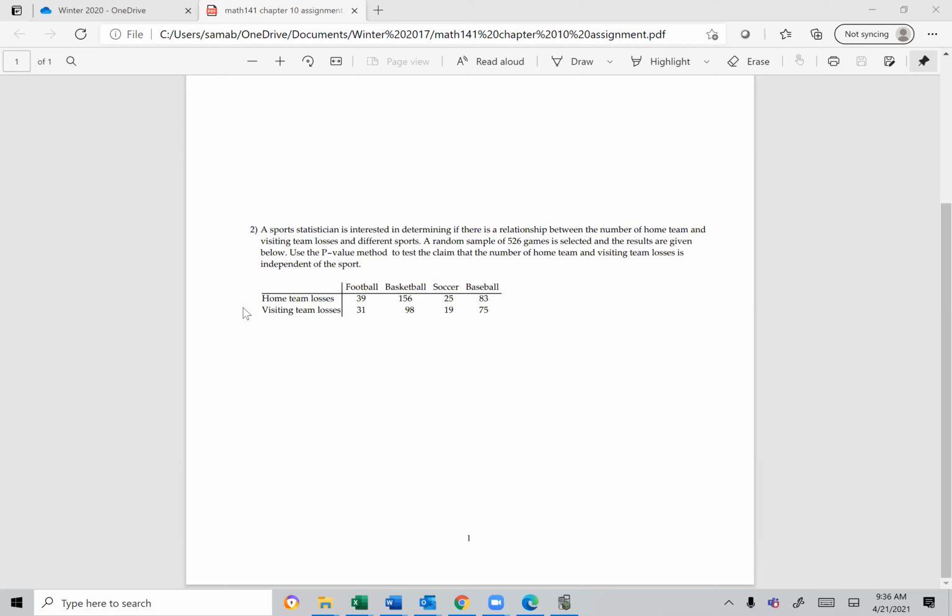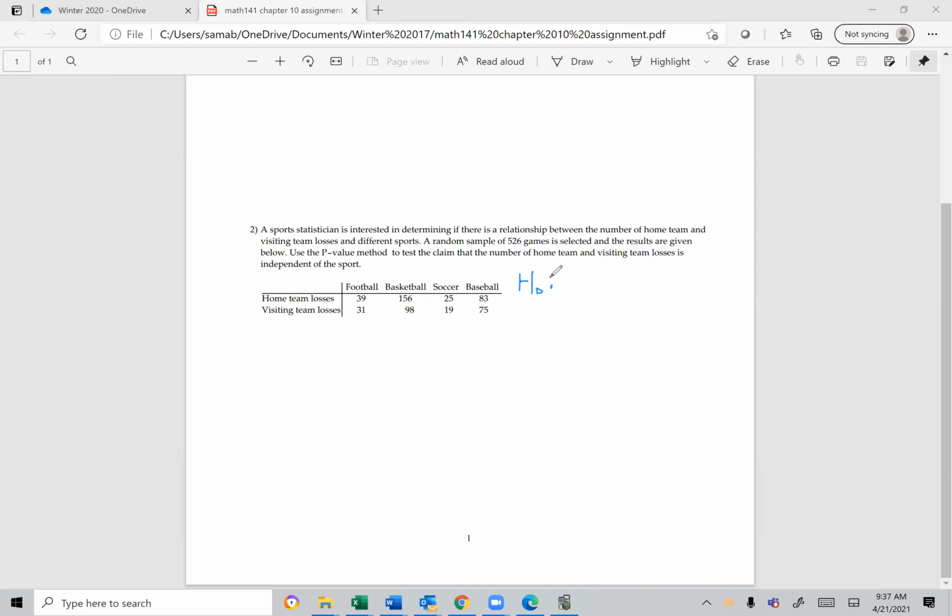A random sample of 526 games is selected and the results are given below. Use the p-value method to test the claim that the number of home team and visiting team losses is independent of the sports. So this is the independence test, guys. And as I told you on Monday, when you state the null and the alternative hypothesis, you state them this way. H0 will be the variables are independent. But here he tells me what the variables are. So the first one is the sports itself, the type of sport, and the second one, whether it is a home team or a visiting team.